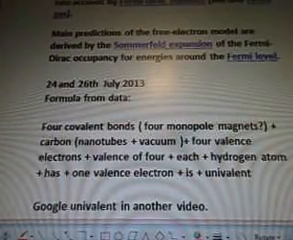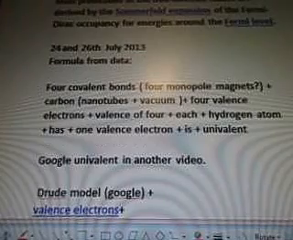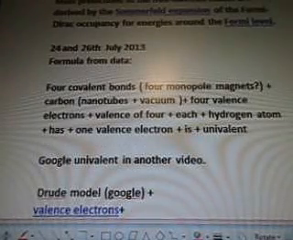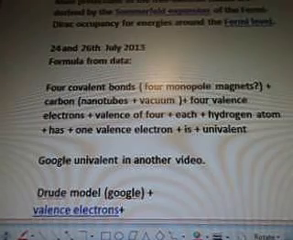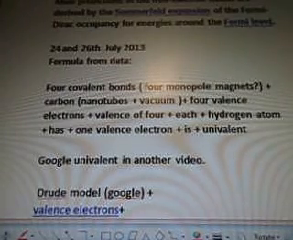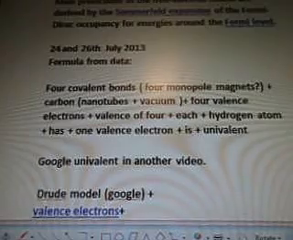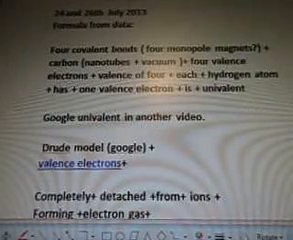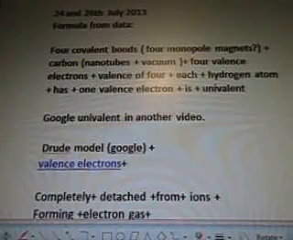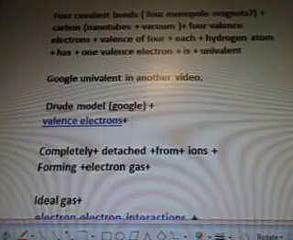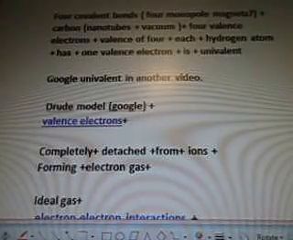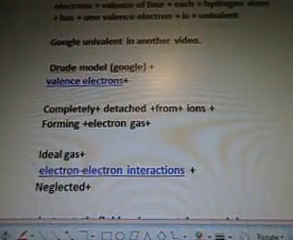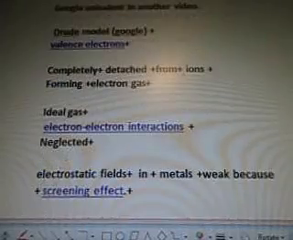24th and 26th July 2013, formula from data. 4 covalent bonds, 4 monopole magnets, question mark. Carbon nanotubes in vacuum, 4 valence electrons, valence of 4, each hydrogen atom has 1 valence electron, is univalent. Google univalent in another video. Drude model, I'm going to Google that. The valence electrons completely detached from ions, forming electron gas.